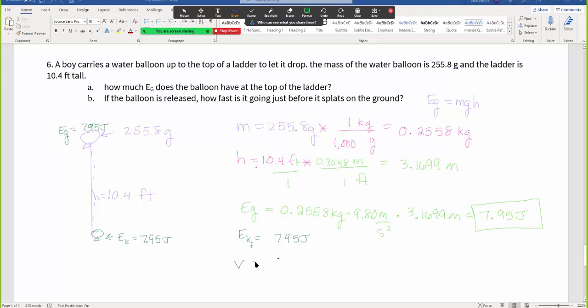And now we can do the velocity, which is the square root of 2 times the kinetic energy divided by the mass. So the square root of 2 times 7.95 joules divided by the mass, which is 0.2558 kilograms. And when we plug all that into the calculator, we get 7.88, and its velocity is in meters per second.